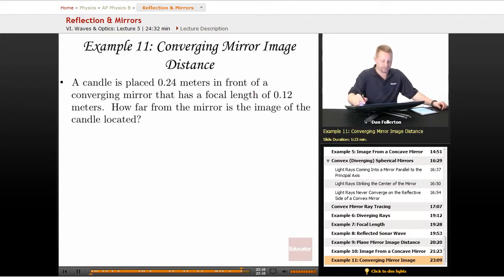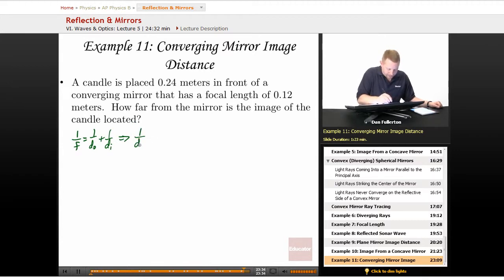Let's try one more. A candle is placed 0.24 meters in front of a converging mirror that has a focal length of 0.12 meters. How far from the mirror is the image of the candle located? Well, let's use our mirror equation. 1 over f equals 1 over d_o plus 1 over d_i. And we're looking for the image of the candle.